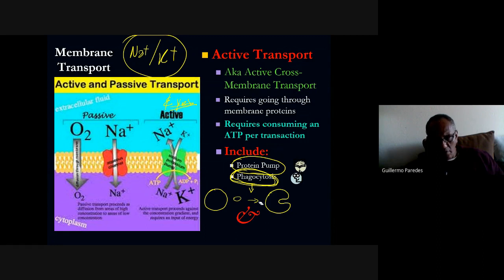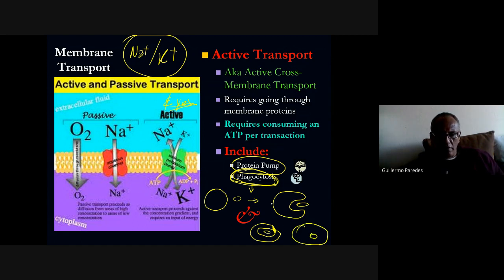Phagocytosis. So the cell is going to change its shape around the bacteria. Then the second stage will be like this. The bacteria is inside already, and then they close here, and the bacteria gets inside of the cell. Phagocytosis means bacteria eating. Phagocytosis means incorporating solid structures inside the cell. So they are going to eat the bacteria or other structures. The best example for phagocytosis is white cells.